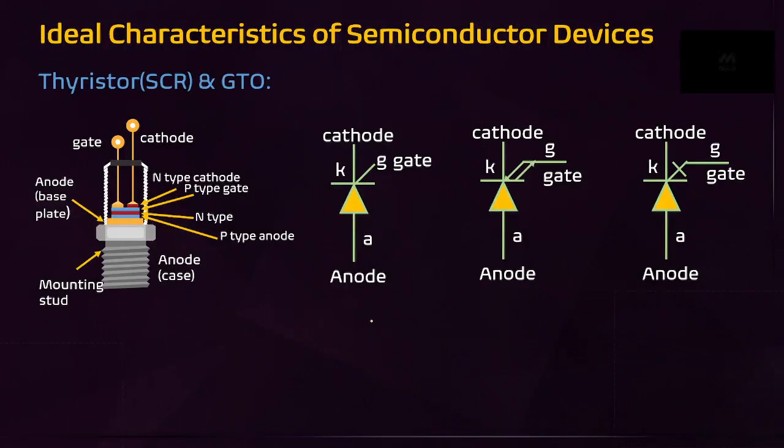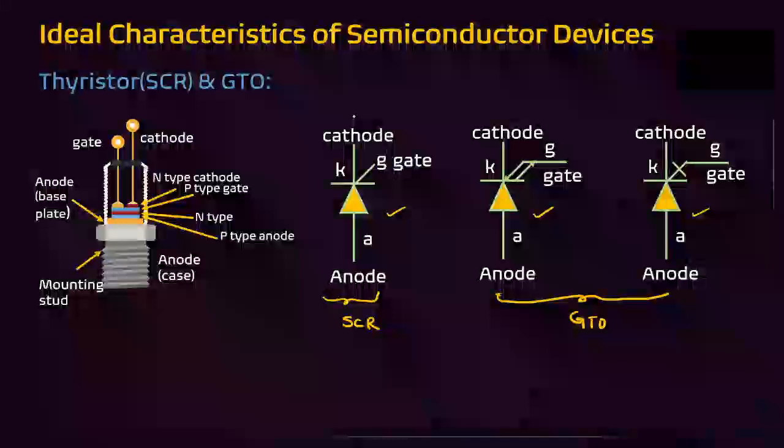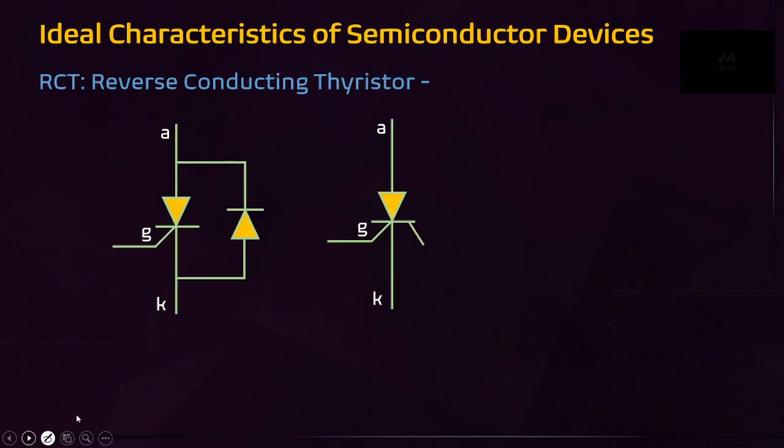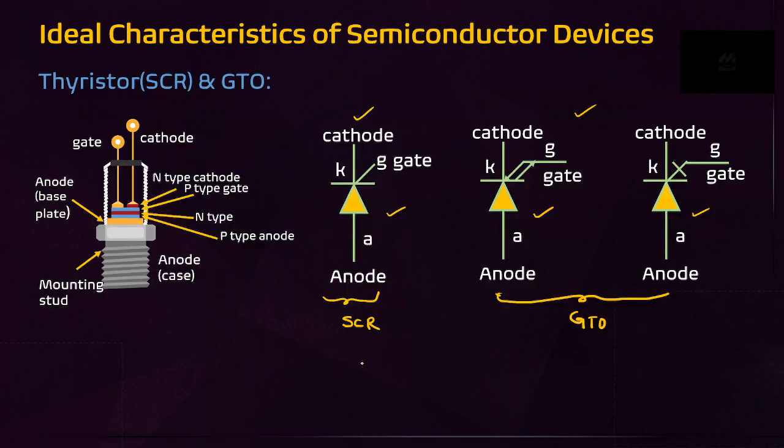Concentrate on one more device. What are the ideal characteristics of thyristor, GTO? This is the GTO symbol. This is the SCR symbol, students. Symbols also you have to concentrate on, and these two are the GTO symbols, gate turn off thyristor symbol. This SCR and GTO have the same ideal characteristics. Here I am drawing the SCR and GTO ideal characteristics, friends.